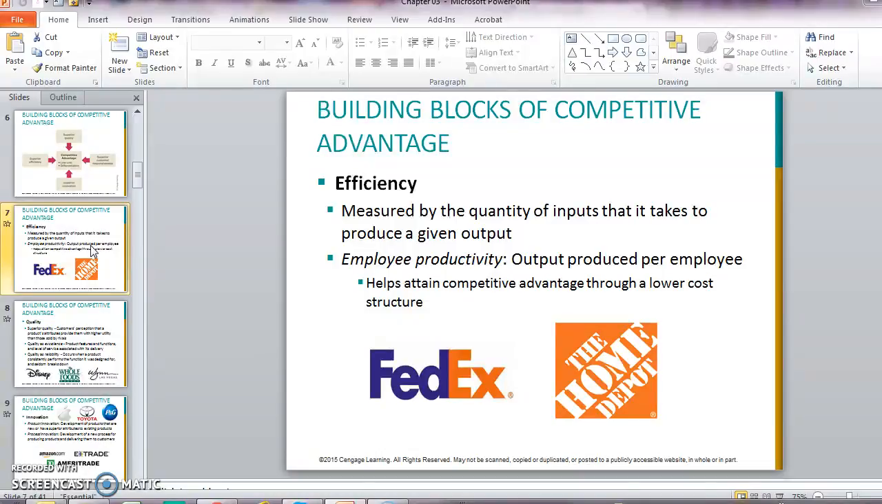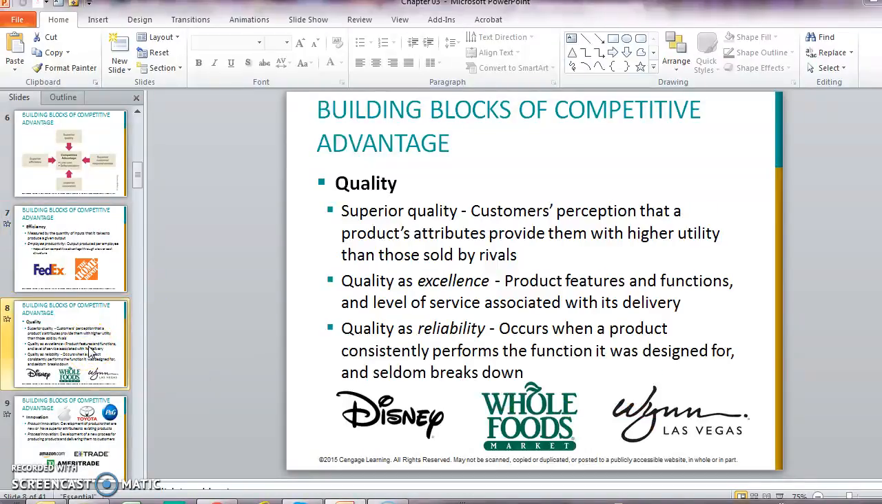A good example of that would be Federal Express. They had an idea that they could move material around the world faster than the competition in a very, very efficient manner and through their process. So efficiency tends to be an issue in a process.